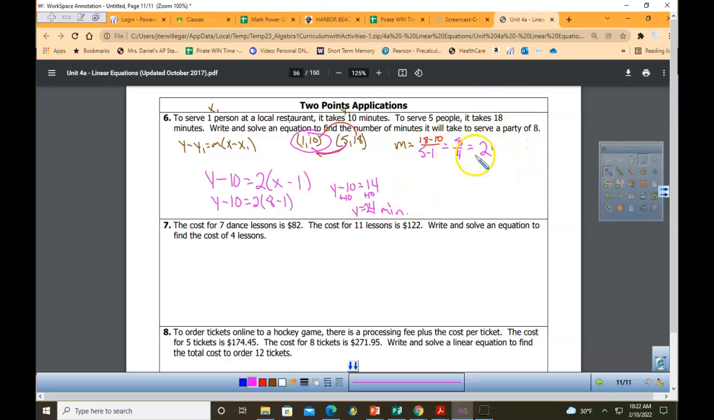Again, the other way, you take your rate, and to go from 5 to 8 is 3 more people. 3 times 2 is 6. And you add that to the 18 minutes it took for 5 people. Okay? Both ways are fine. Number 7, the answer is $52. Again, if you need extra assistance on that or like to see it, Miss Seaman can help you. Your slope was 10 on that one, by the way. So your slope should have been 10.